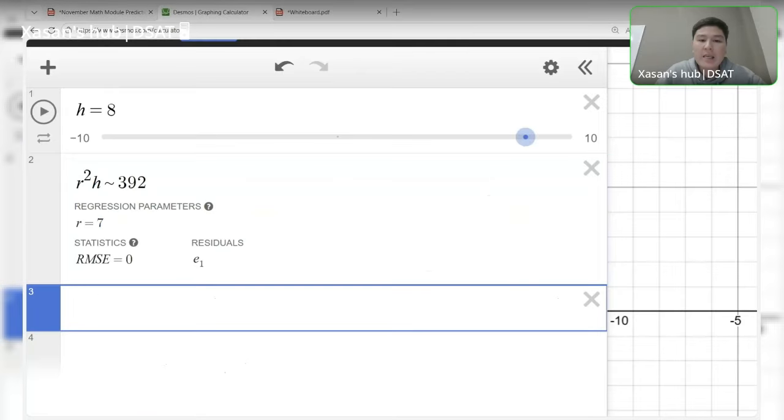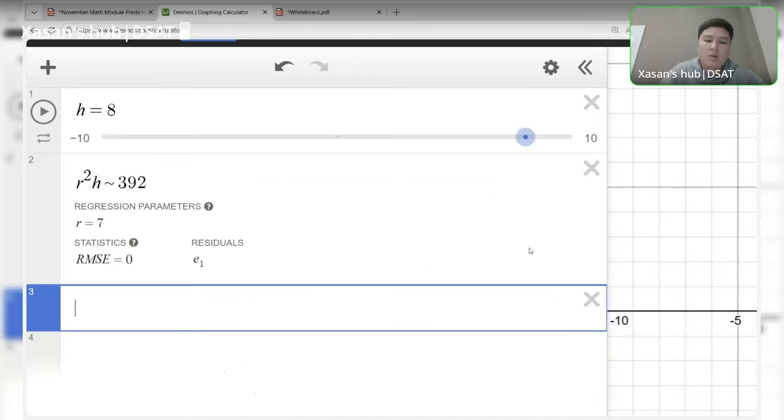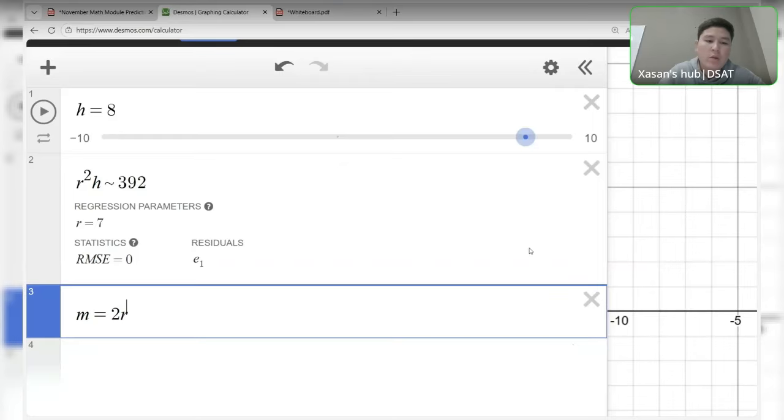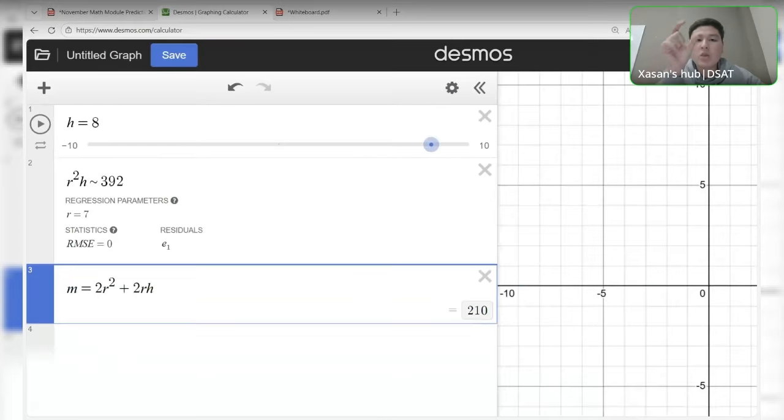And guys, just calculate what is the surface area. So I will be writing m. Guys, I'm not using the pi's because they will cancel. So I'm writing m equals now the formula 2 radius squared plus 2 radius h. 210, guys, is the first surface area, the surface area of A.